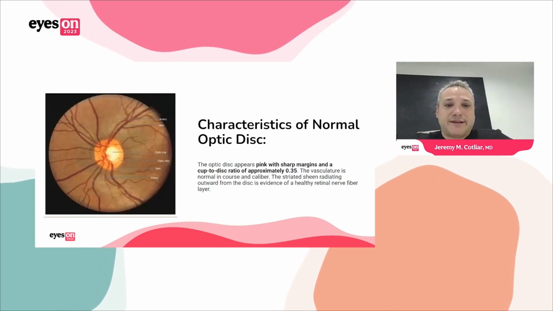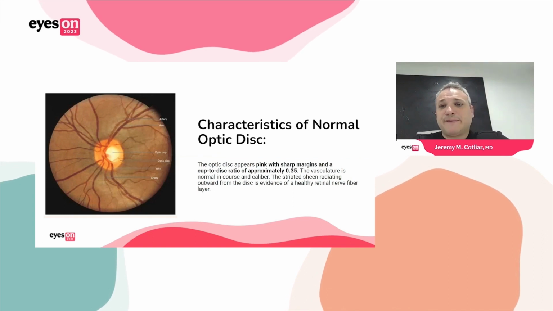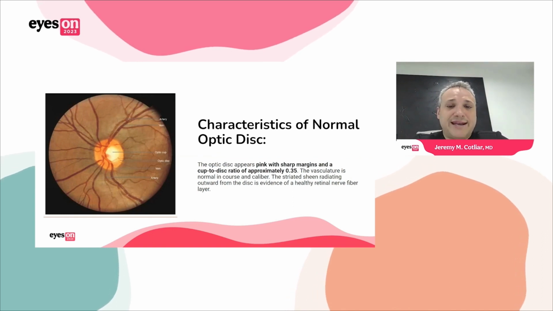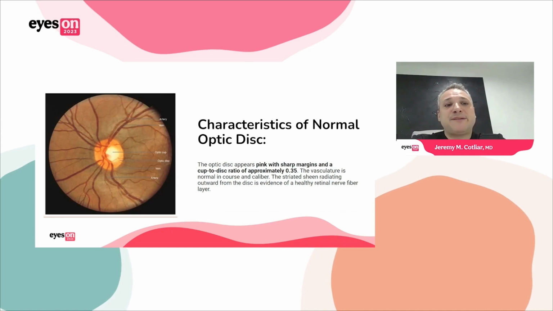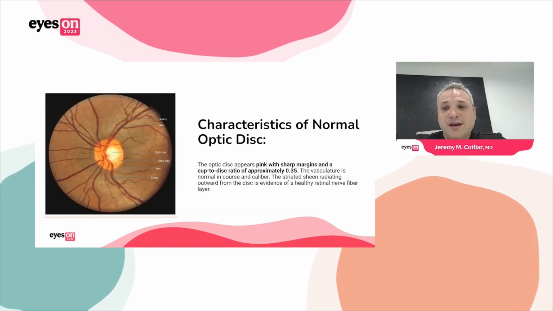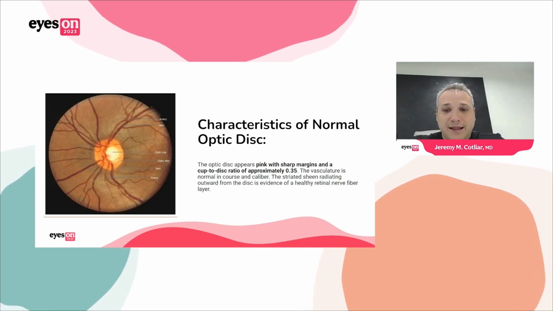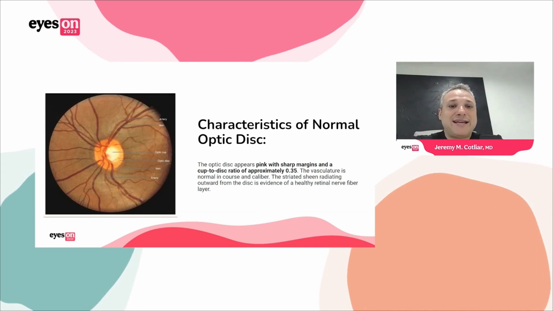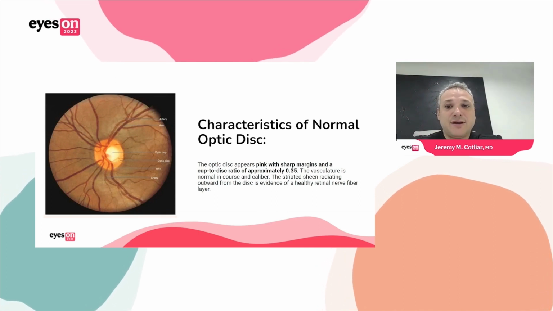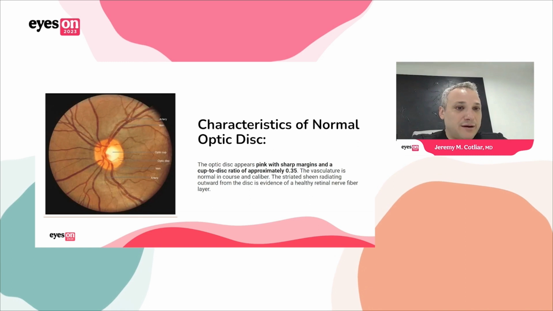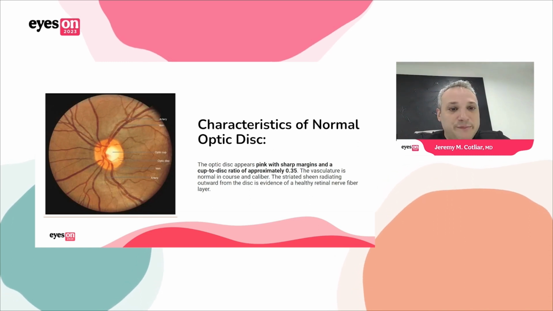Characteristics of a normal optic disc. The optic disc appears pink with sharp margins and a cup to disc ratio of approximately 0.35. The vasculature is normal and coarse in caliber. The striated sheen radiating outward from the disc is evidence of a healthy retinal nerve fiber layer. And that's indicated with the picture on the left.